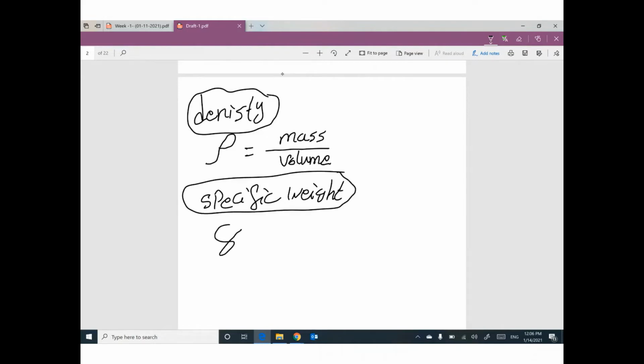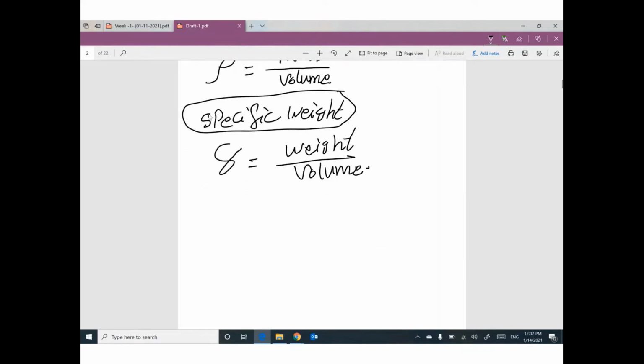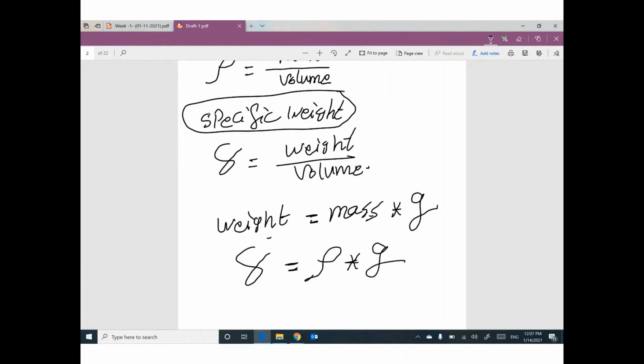Which is gamma equal weight divide volume. Guys, if you go back to the first principle, what is the relationship between weight and mass? Weight equal mass times G. So I can say gamma equal rho times G.